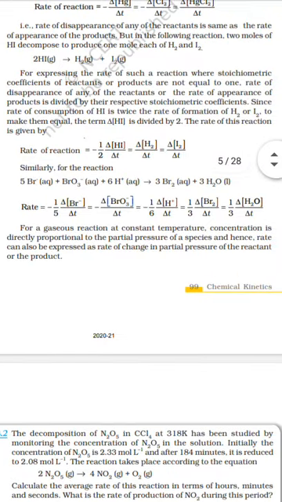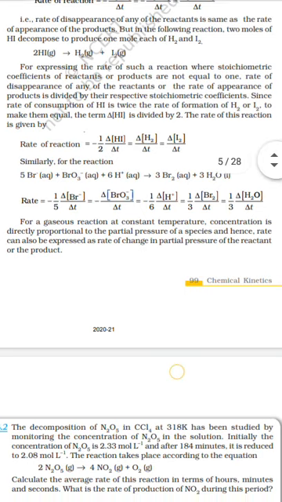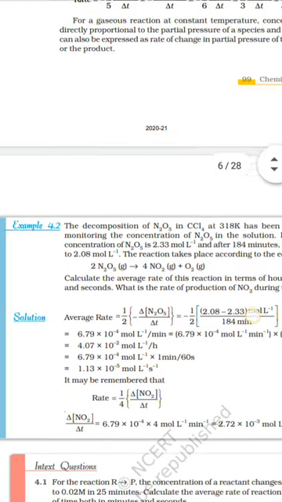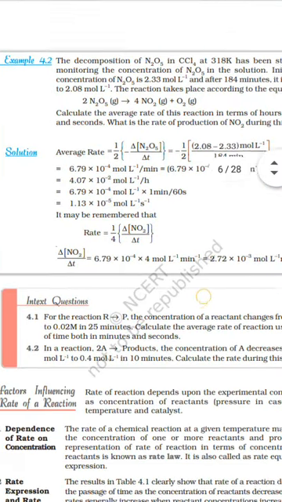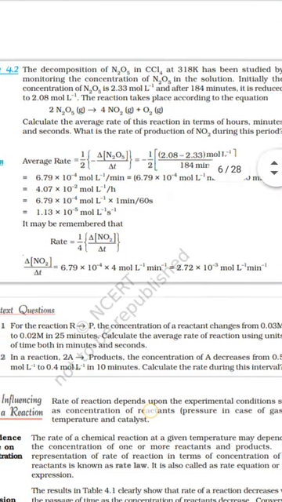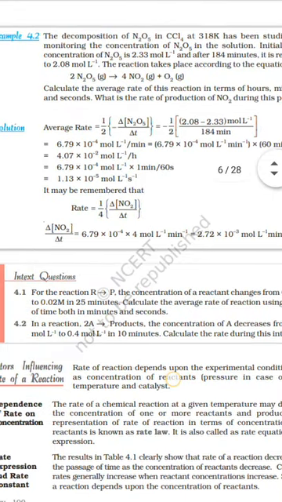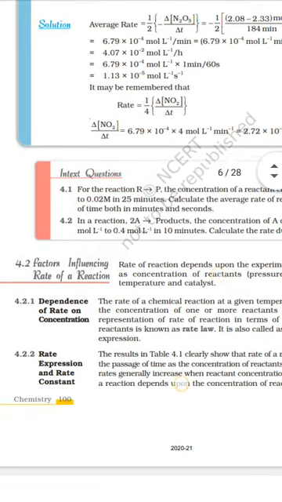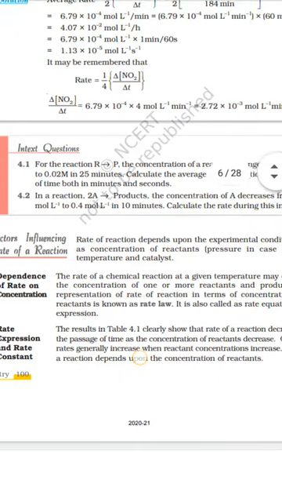For a gaseous reaction at constant temperature, concentration is directly proportional to the partial pressure of the species, and hence rate can also be expressed as the rate of change in partial pressure of the reactant or the product. Then examples are given, and then the in-text questions.